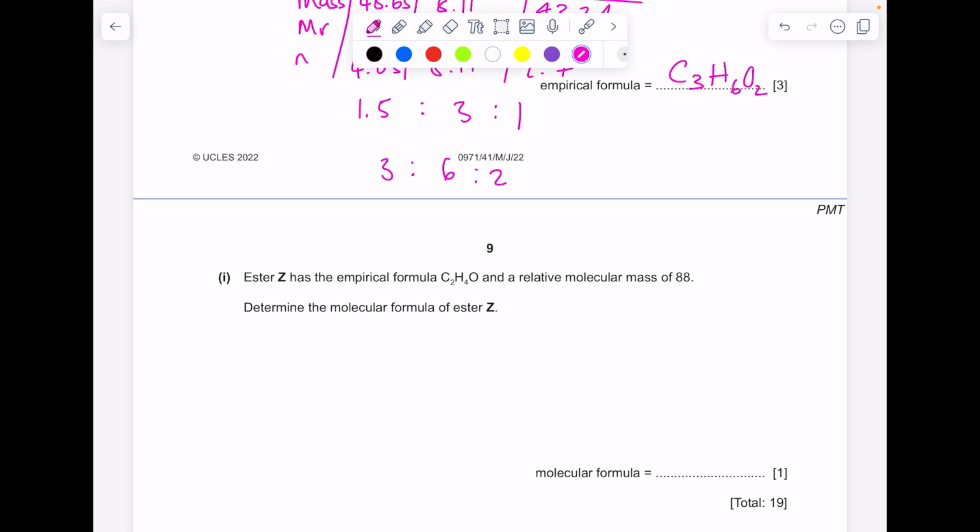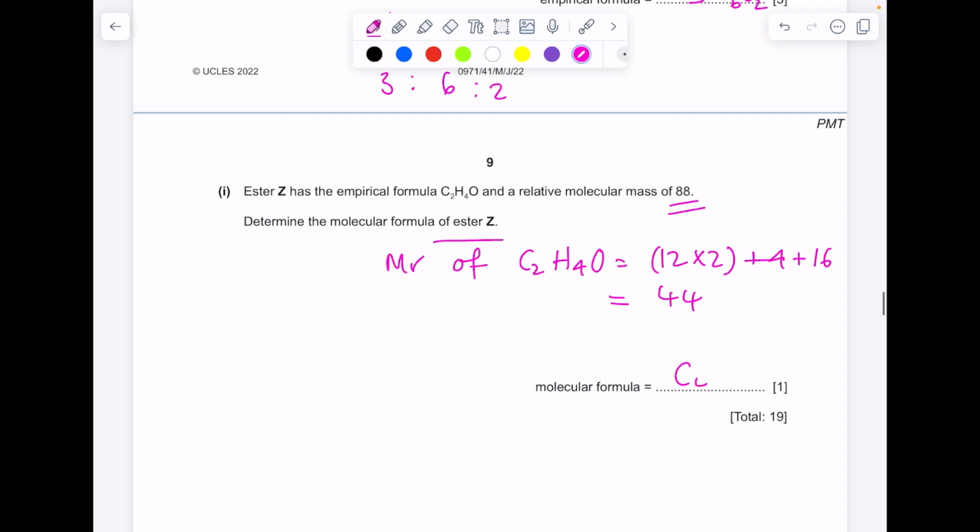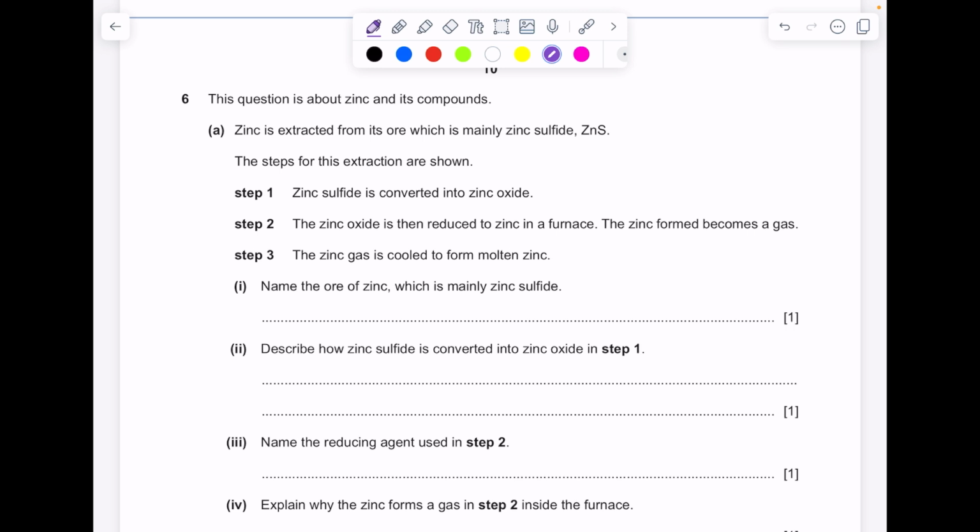Determine the molecular formula of ester Z. So what you have to do here is find the MR of the empirical formula they've given you. So that's 12 times 2 plus 4 plus 16. So that's 44. And then compare it to the molecular mass. The molecular mass is double, so we just need to double that empirical formula. C4H8O2. This question is about zinc and its compounds.